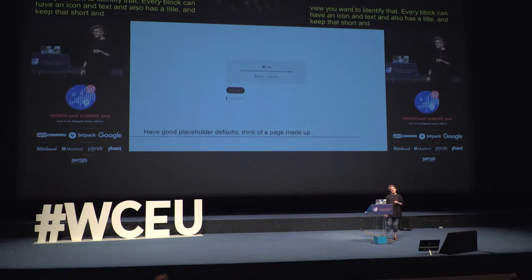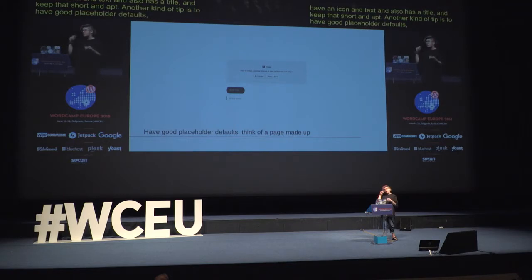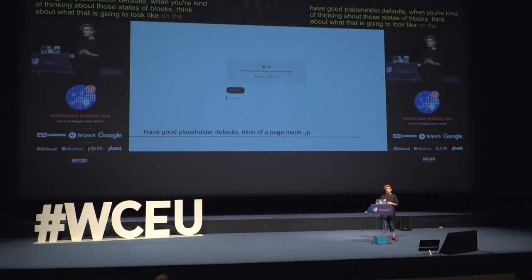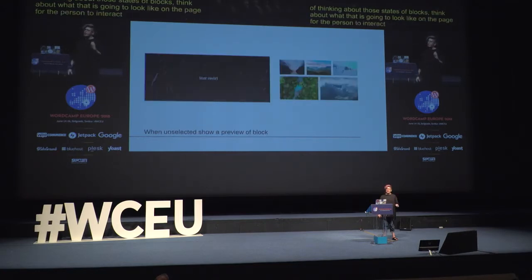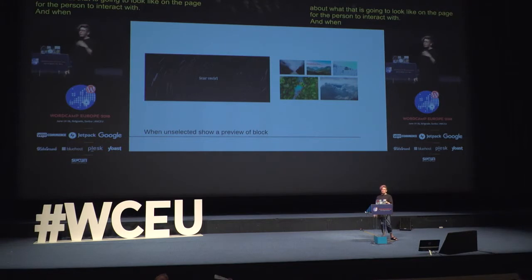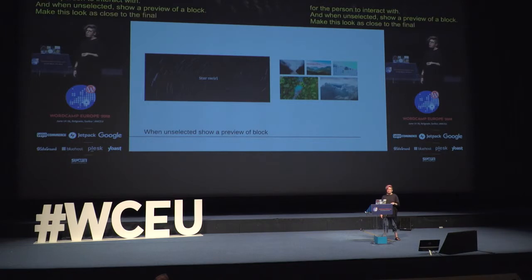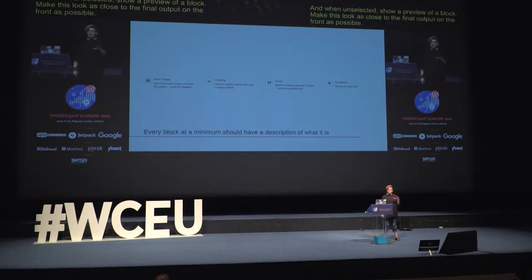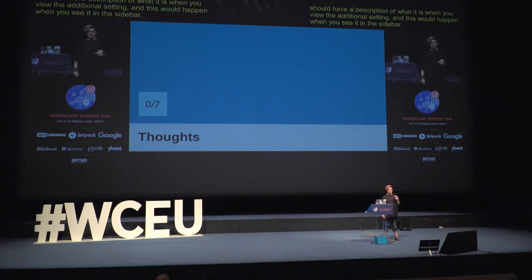Another kind of tip is to have good placeholder defaults. When you're thinking about those states of blocks, think about what that's going to look like on the page for the person to interact with. When unselected, show a preview of a block. Make this look as close to the final output on the front as possible. And every block, at a minimum, should have a description of what it is when you view the additional settings. This would happen when you see it in the sidebar. So that's some tips, just some little points.